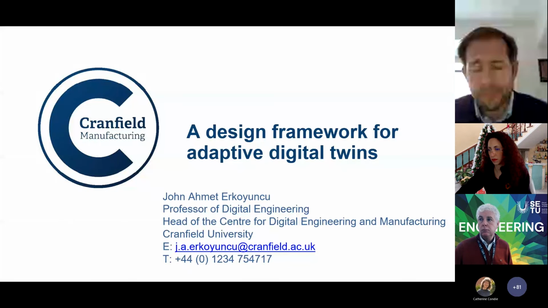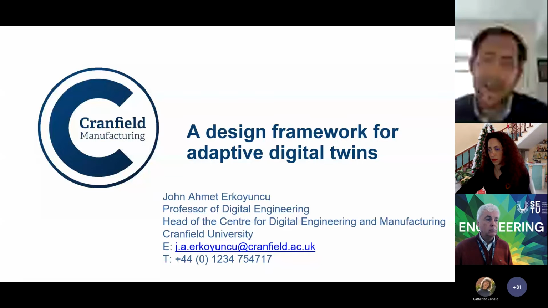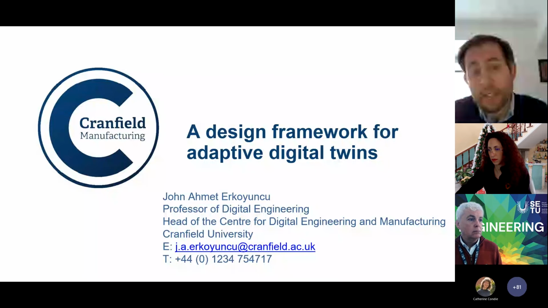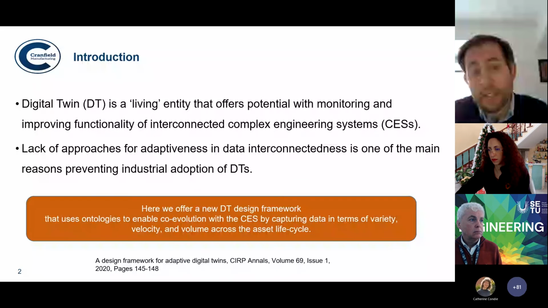So what I'd like to just go over is a process that we developed really to look at adaptive digital twins. So the idea is, how do we adapt the data based on the changes that are happening in the physical asset and processes in an automated way? So we want to create an environment where there's a co-evolution between the digital environment and the physical asset and processes. So we're doing that through ontologies.